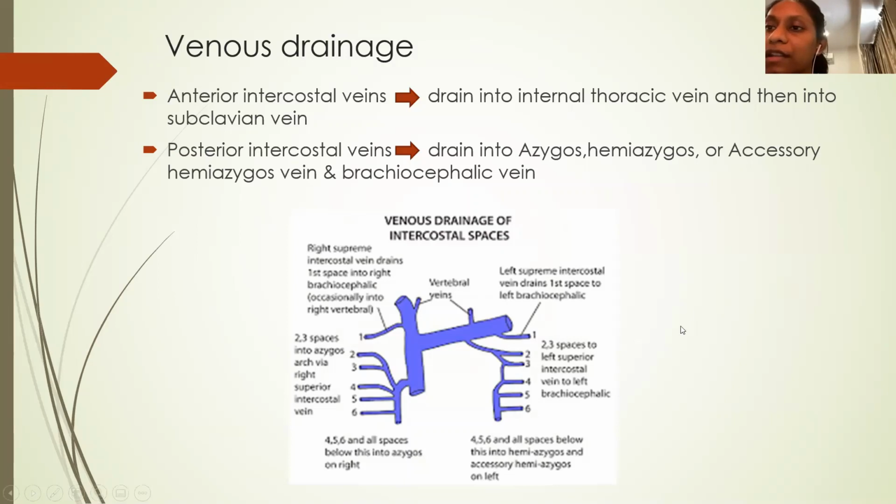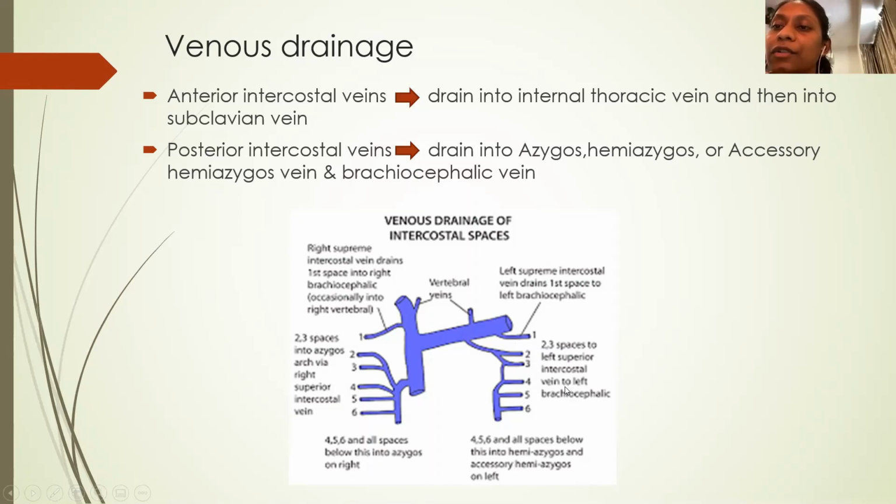So actually from this diagram, you can see the first intercostal, which is known as the left supreme intercostal vein, drains directly into the left brachiocephalic. And then the second and third go into the left superior intercostal and into the left brachiocephalic. Whereas those from 4, 5, and 6 go into the hemiazygos and accessory hemiazygos.